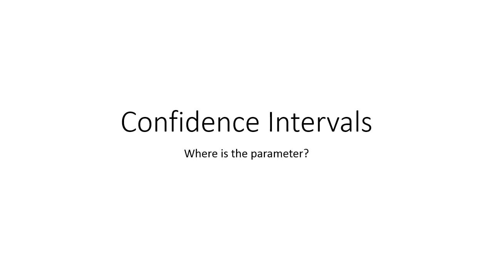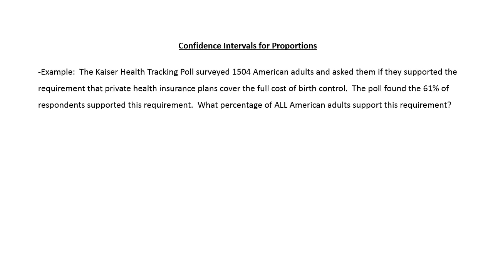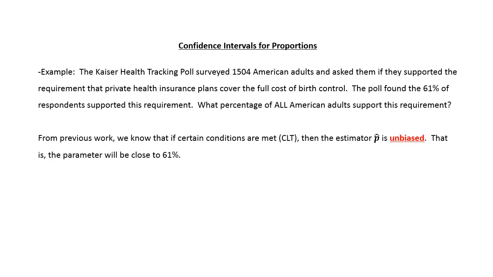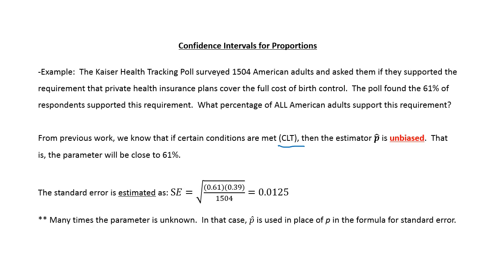So we are talking about confidence intervals now, which is a natural progression past sampling distributions. Basically, a confidence interval gives us a reasonable range for where the parameter will be based on a statistic. This is an example that is in your notes, and we know that if the CLT conditions are met, then the sample statistic will be close to whatever our parameter should be.